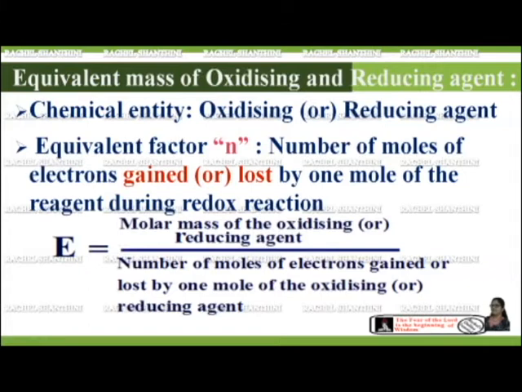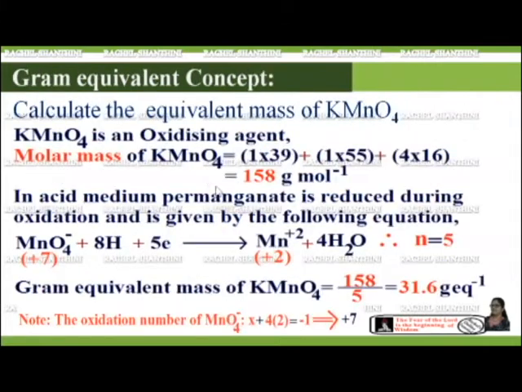Now let us see this concept with an example. Let us see how to calculate the equivalent mass of KMnO4. KMnO4 is an oxidizing agent. To calculate the equivalent mass of KMnO4, first we need to find out the molar mass of KMnO4. How to find the molar mass? If we add the atomic mass of all the constituents present in the compound, we can find the molar mass.